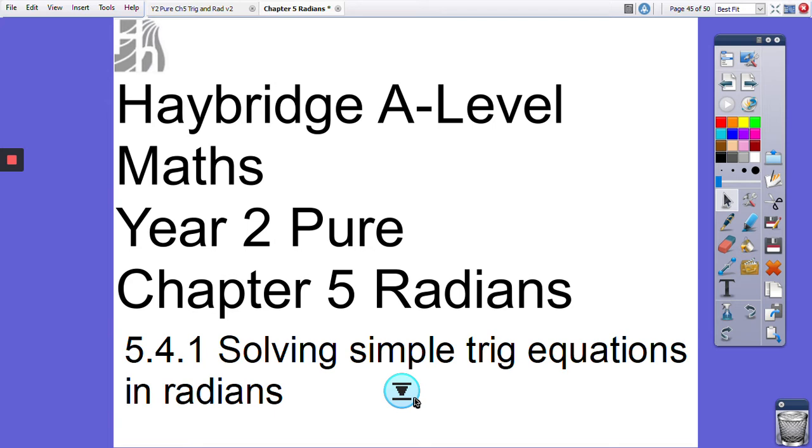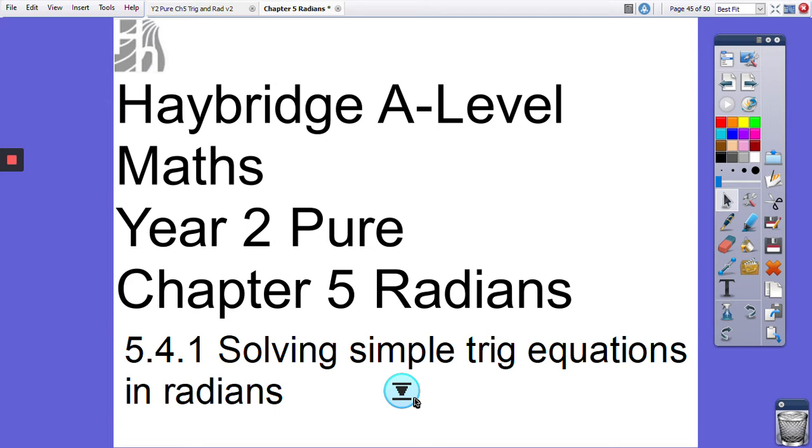through Chapter 5 Radians. We've moved on now to Section 5.4, which once again I'm going to break up into two videos. We're going to be looking at solving simple trig equations in radians in this video, and then we're going to be looking at solving more complicated trig equations where we might use identities in the second video. But the primary aim of doing this is to practice solving trig equations where we do it in radians.